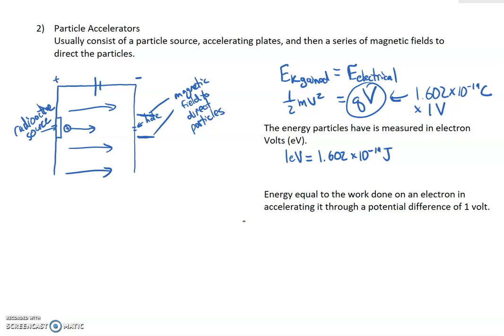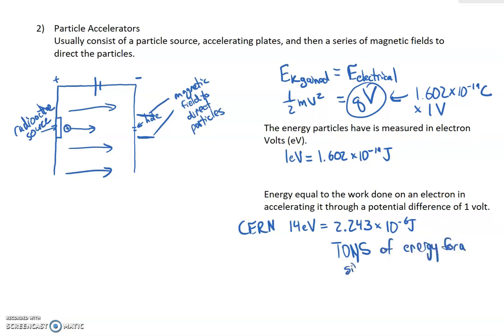In the case of the CERN Large Hadron Collider over in Switzerland, they're measuring particles at 14 tera electron volts. So these are particles that have tons of electrical energy being converted to kinetic energy. They're traveling incredibly fast. It seems like a small number, but 2.243 times 10 to the negative 6 joules is tons of energy for a single particle. I don't know of anywhere else on Earth that we've been able to get particles moving this fast.